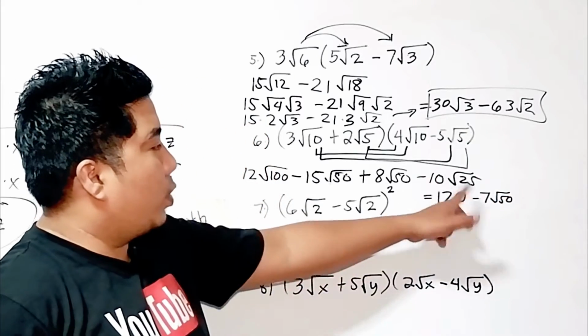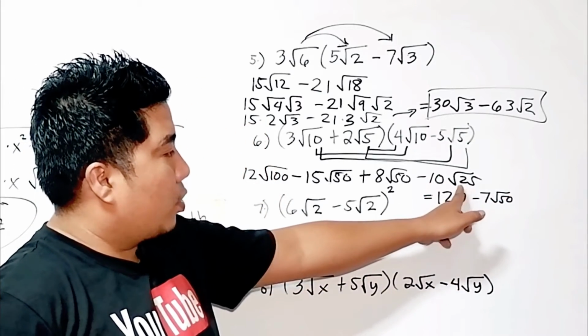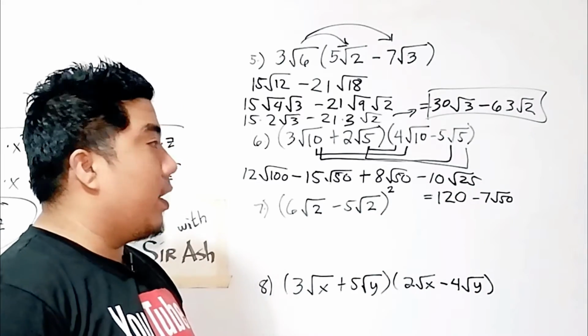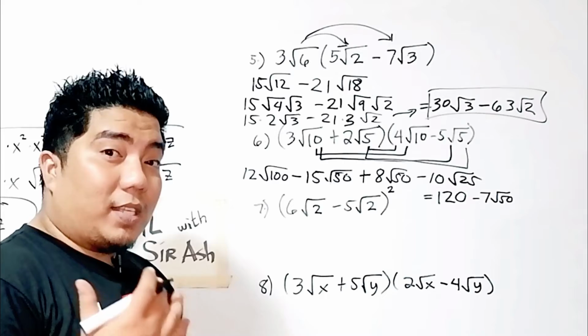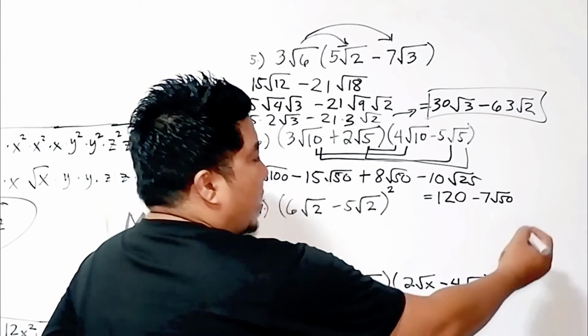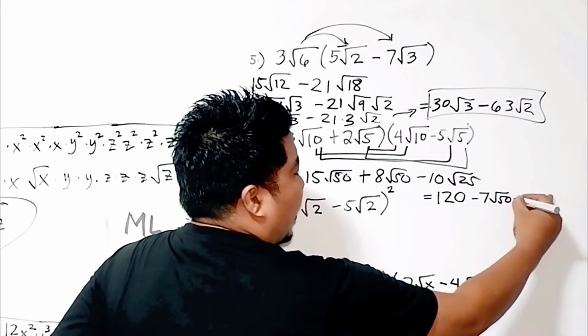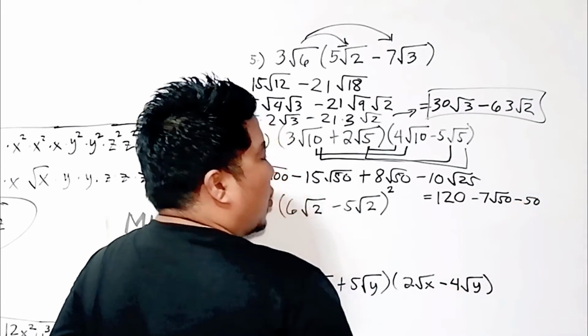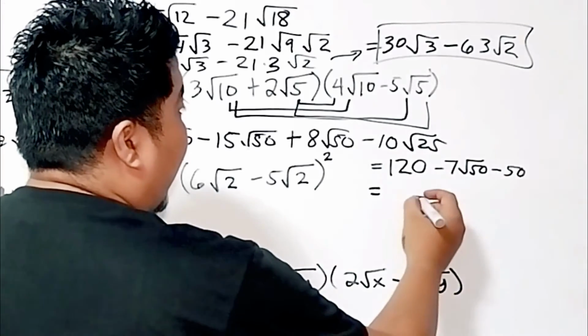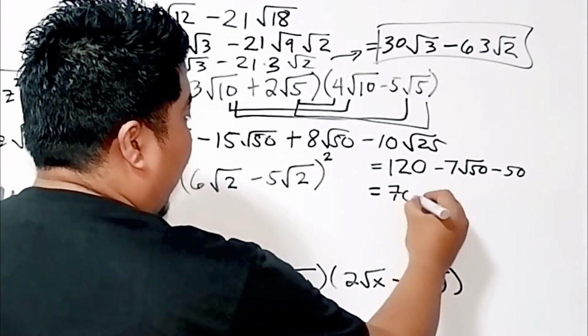Okay. And for this one, we have negative 10 square root of 25. Remember, 25 is also a perfect square, and the square root of 25 is 5. So, that will become 5. 10 times 5, that is 50. So, that is minus 50. Now we can still simplify this one. 120 minus 50, that will give us 70.